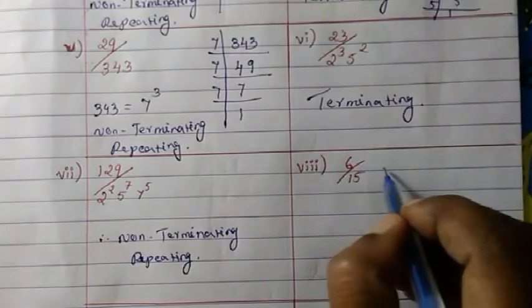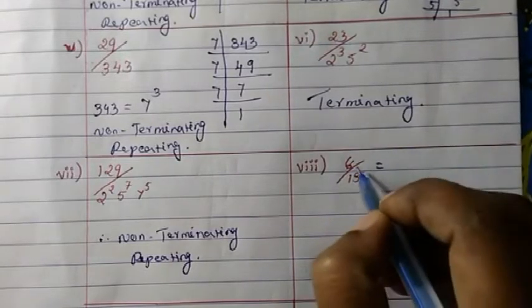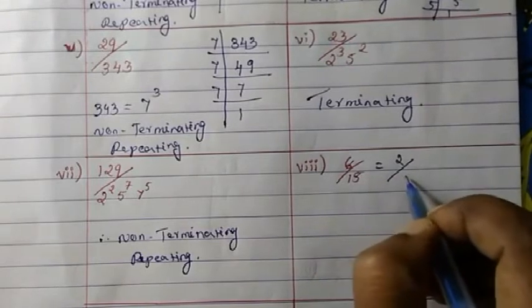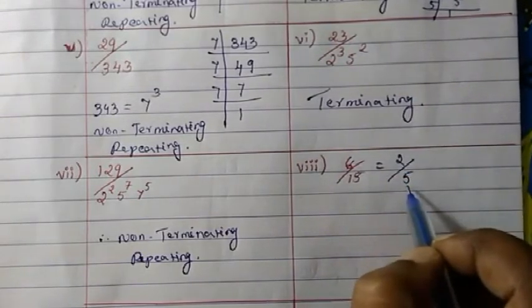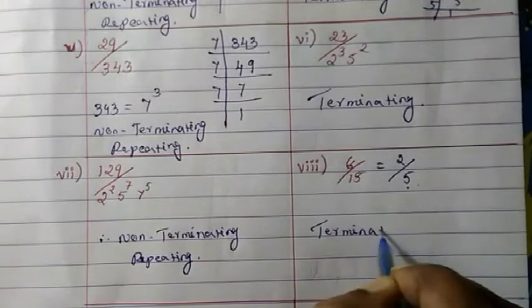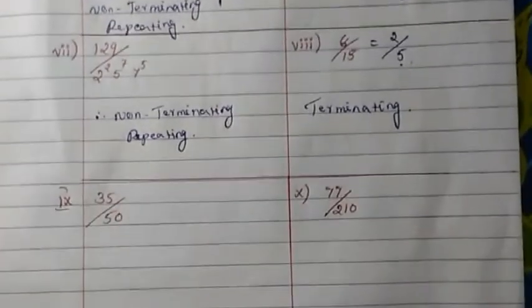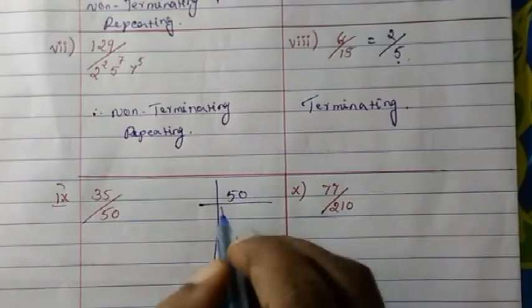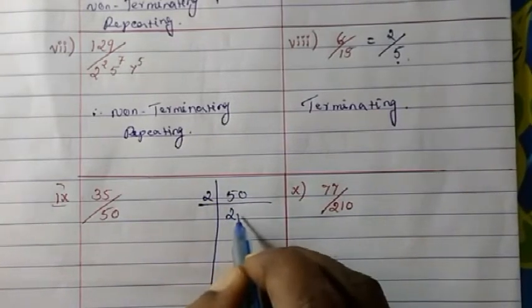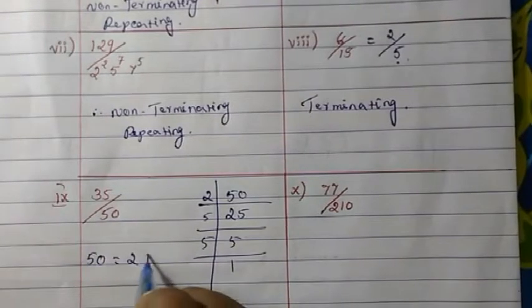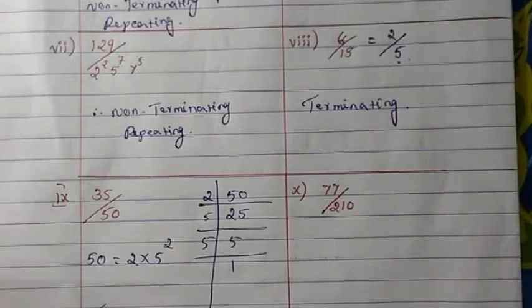Now the eighth one, here if we simplify this with table 3, 3 2s are 6, 5 3s are 15. So when we are simplifying, we are getting 2 upon 5. Now already we have 5 in the denominator, therefore this will be terminating. Now the ninth one, 50. If you are factorizing 50, then with the smallest number 2, 2 2s are 4, 5 2s are 10, 5 5s are 25. So for 50, the factors are 2 and 5 raised to 2. So this will be terminating, because we have 2 and 5 both.